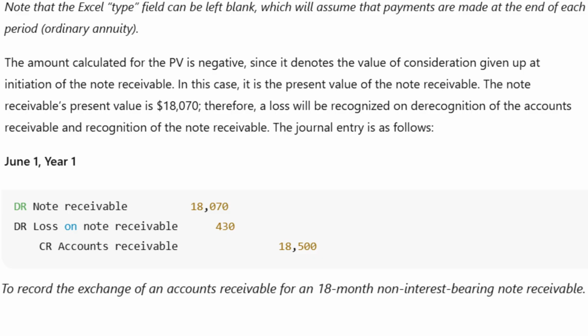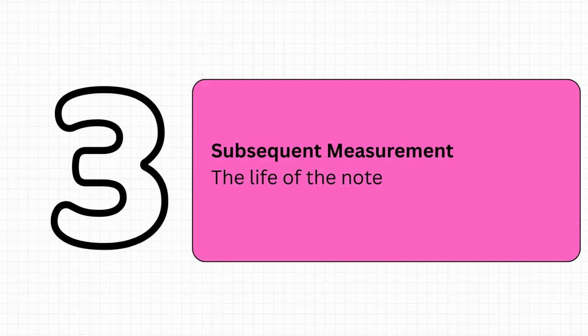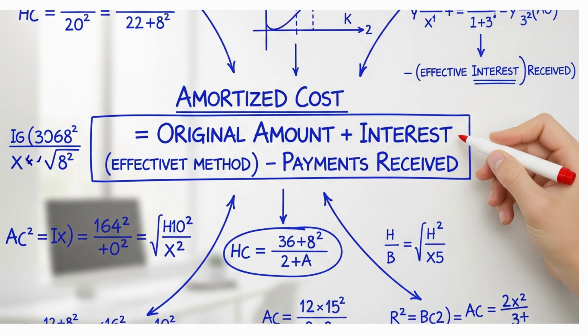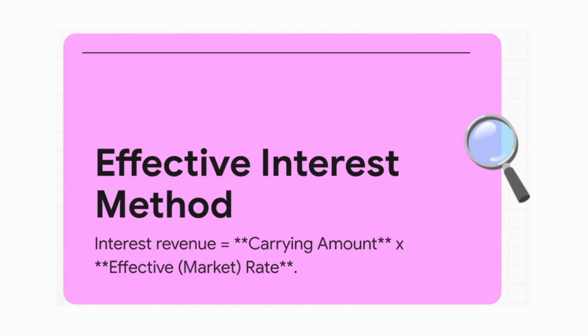But what happens next? As time goes by, we earn interest, and we need to account for that. This is what we call subsequent measurement. After initial recognition, notes receivable are measured at amortized cost. That's calculated as the original amount recognized plus interest to date, using the effective interest method, minus any payments received.